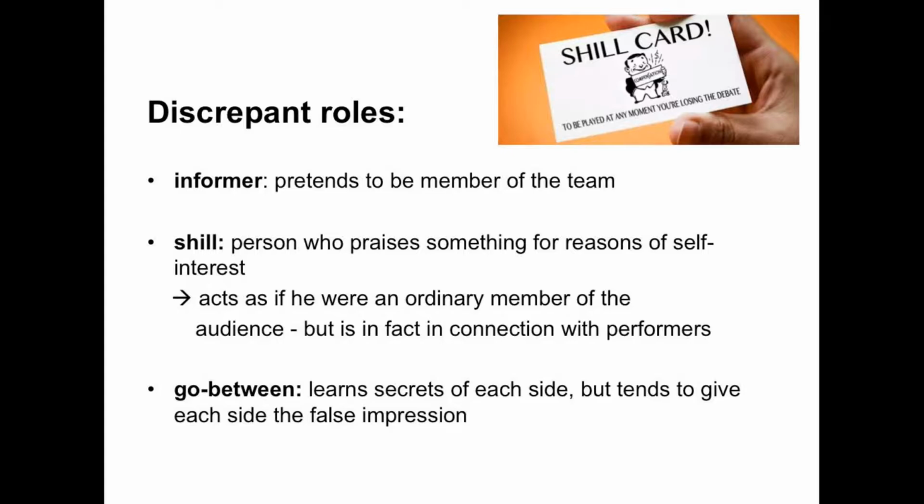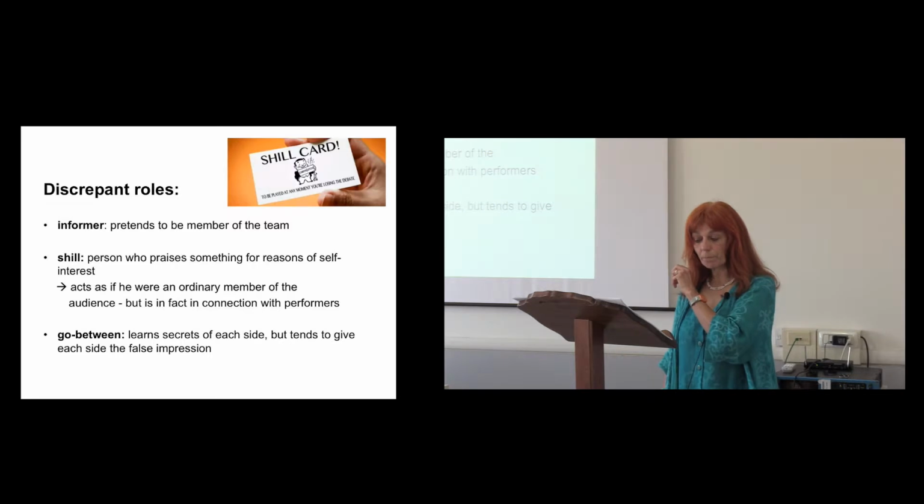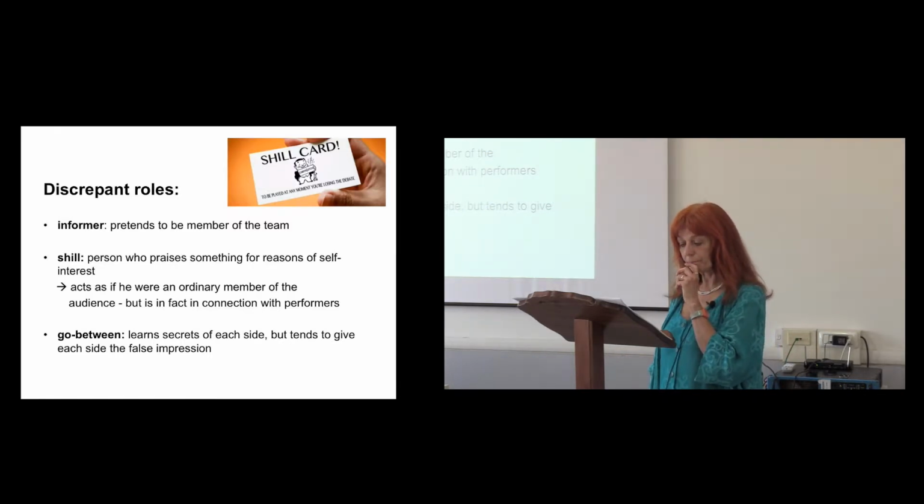Another, and for us most important, discrepant role is that of the go-between or mediator. The go-between, so very often the interpreter, learns the secrets, which I will explain in a second, of each side, and gives each side the true impression that he or she will keep these secrets. Gives this impression to both sides. But he tends to give each side the false impression to be more loyal to it than to the other.